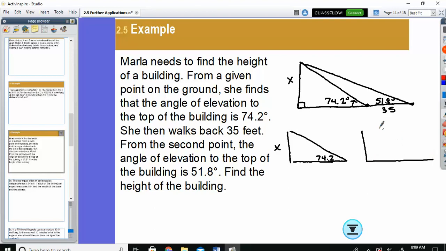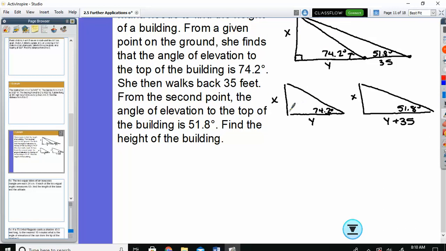Then we have the second one with the whole thing. Do we know what this length is right here? So I could call that maybe a y to begin with. What would be this length in the second triangle? Y plus 35.